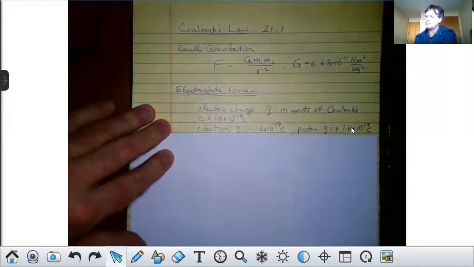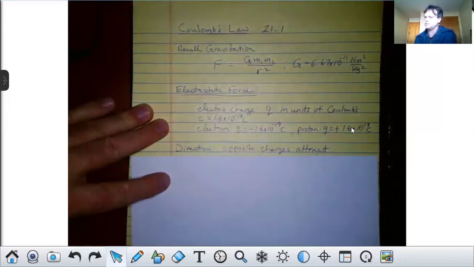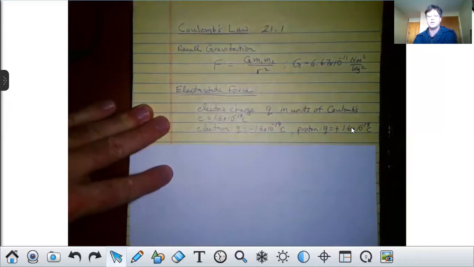So let's say I have two charges, Q1 and Q2, and I put them close together. All right, well, again, we're talking about a force, and forces are vectors. So we need to talk about the direction and the magnitude.